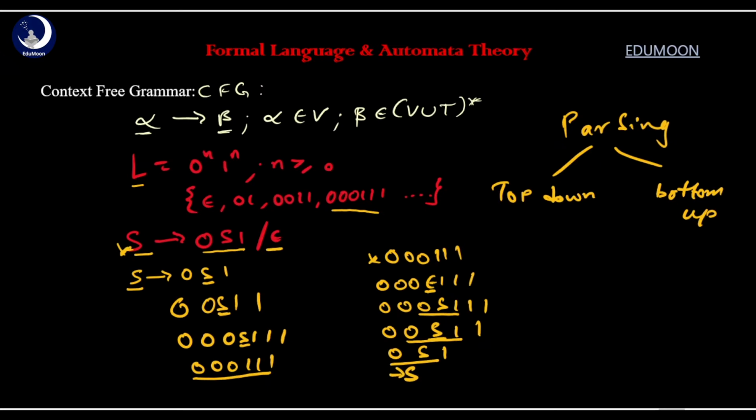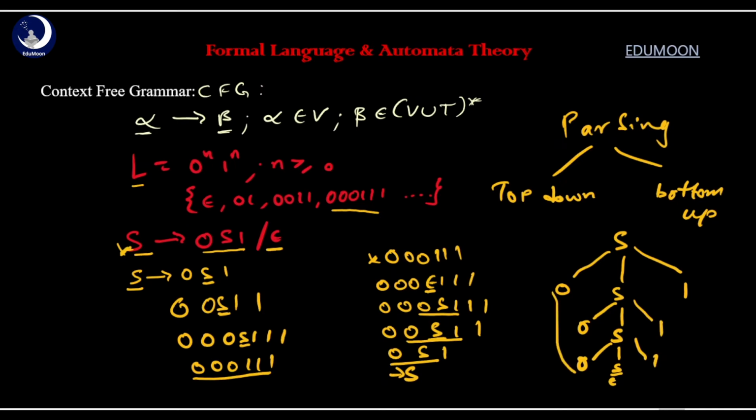So this is called bottom up parsing, because when you write a parse tree, you can see here, we start with the symbol S and we can write it as a hierarchical tree structure. Initially we have taken 0 S 1, and again this is taken as 0 S 1, and finally again this is 0 S 1, and this stops using the epsilon production. So you can see the string 0 0 0 1 1 1. This is called a parse tree. There are two types of parsings here. So this is about the parse tree.